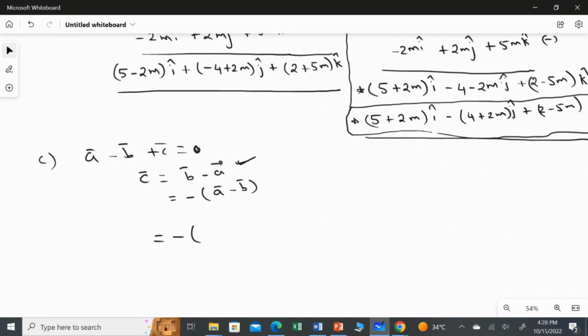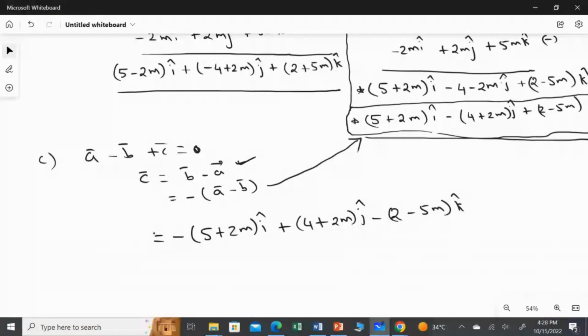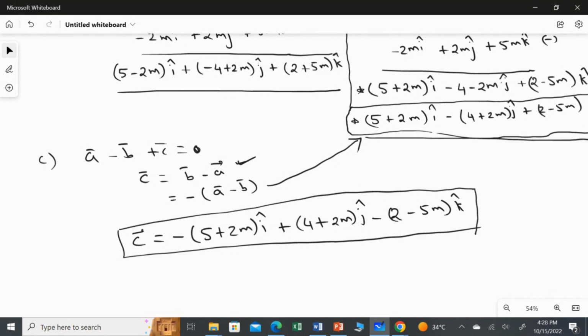So minus of 5 plus 2m i cap, and this one minus into minus plus 4 plus 2m j cap, and again minus into plus becomes minus 2 minus 5m k cap. So this is the answer for the C vector. Clear? Understand?